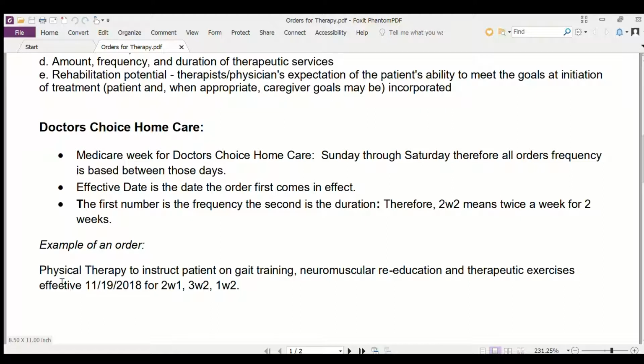Here's an example of a therapy order: physical therapy to instruct the patient on gait training, neuromuscular education and therapeutic exercise is effective this date, and this is the frequency.